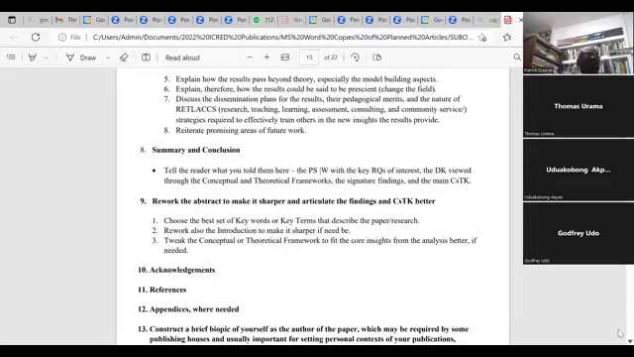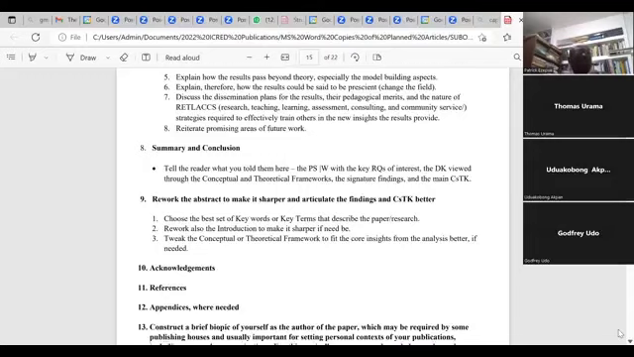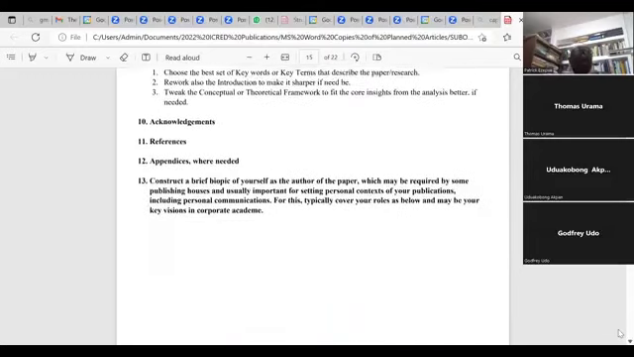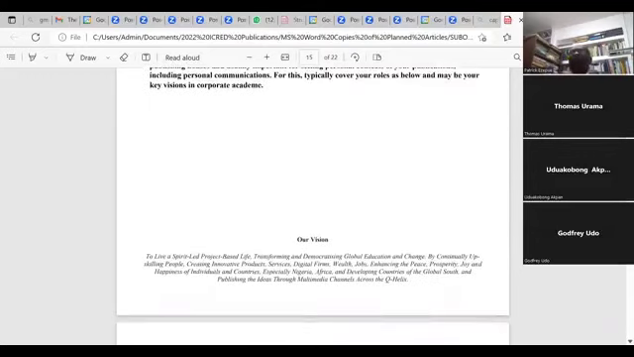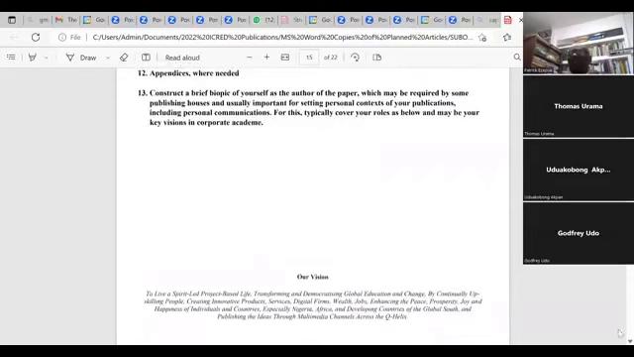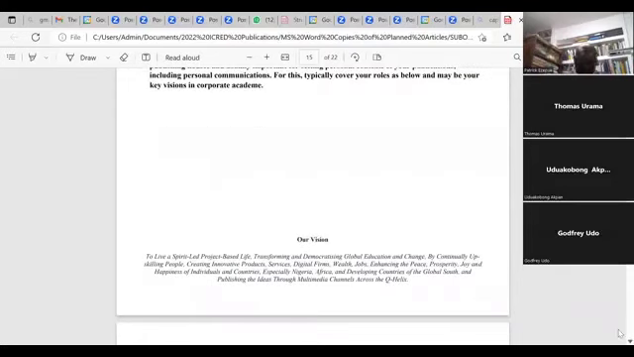Three steps. You choose the best set of keywords or key terms that describe the paper. You also rework the introduction to make it sharper if need be. You tweak the conceptual or theoretical framework to fit core insights from the analysis much better if needed. You then put acknowledgements, appendices, and a little biography of yourself. Job done. So I've actually taken you through the framework we call structures for writing highly publishable papers.